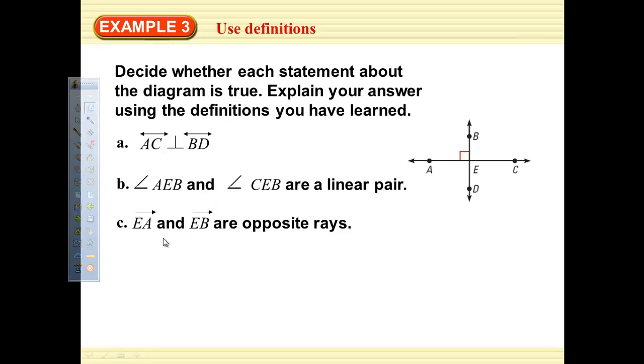For the last one, we've got ray EA and ray EB are opposite rays. Ray EA goes off to the left, ray EB goes up. So in this case, in order for EA and EB to be opposite rays, E would have to be in between A and B, and in this case it's not, so therefore EA and EB are not opposite rays, so that one would be false.